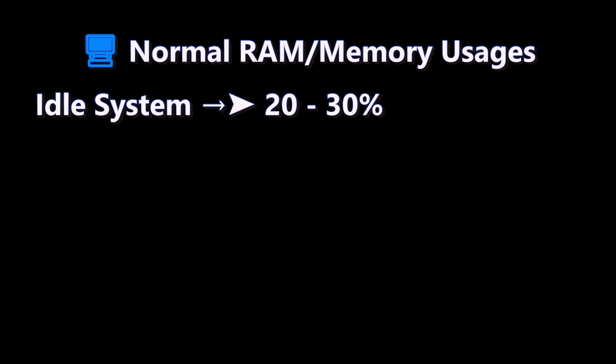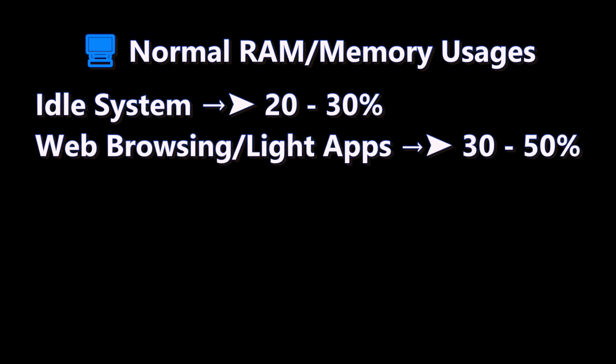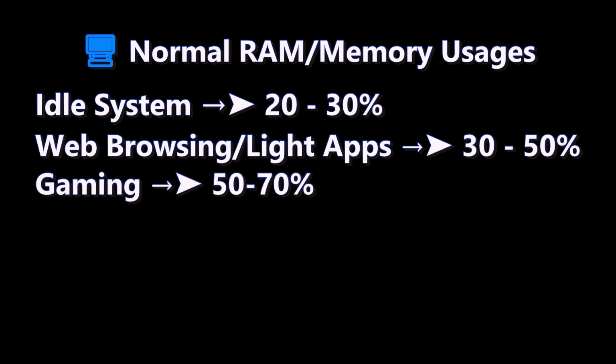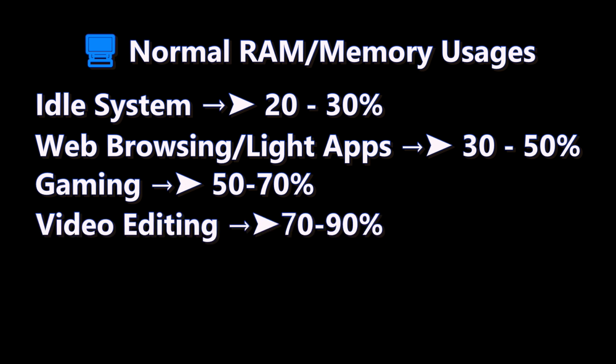Idle system takes 20 to 30% of the total RAM. Web browsing and light apps, depending on the number of open tabs and extensions, might take 30 to 50% of RAM. Gaming might use 50 to 70% or even higher. Video editing or rendering usually takes 70 to 90% with larger projects.